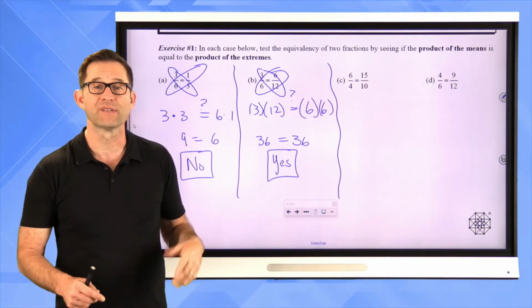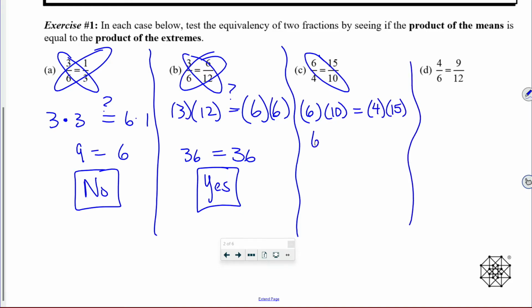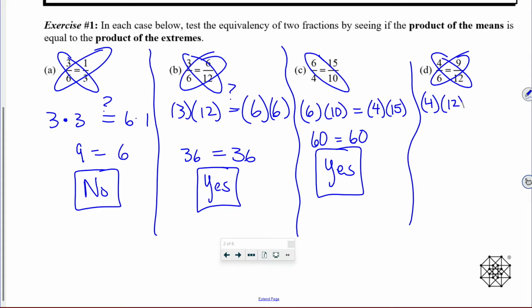Anyway, let's go on to letter C, where we have 6/4 equals 15/10. If I do 6 times 10, and I see whether or not it's 4 times 15, 6 times 10 is 60, 4 times 15 is also 60, and so yes, those two fractions must be equal. Let's take a look at one last one. Here I have 4 times 12 is equal to 6 times 9. 4 times 12 is 48. 6 times 9, though, is 54, so in that case the answer is no.